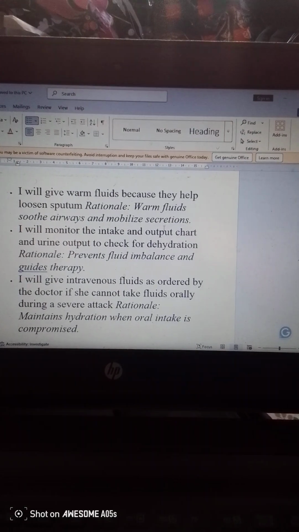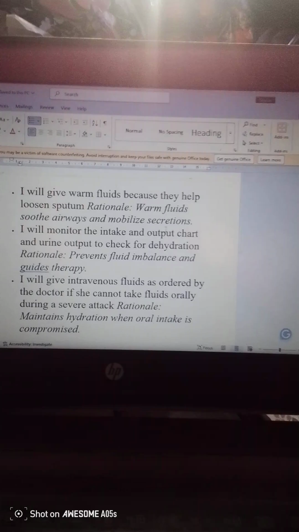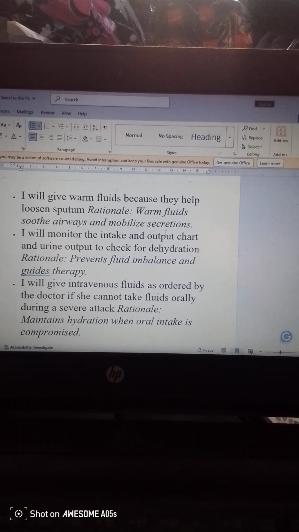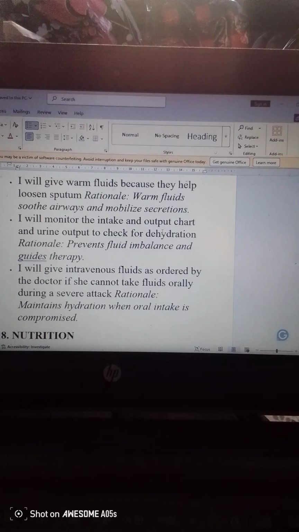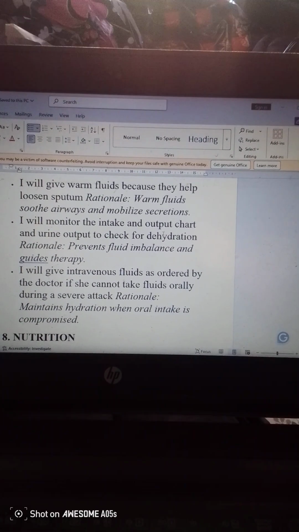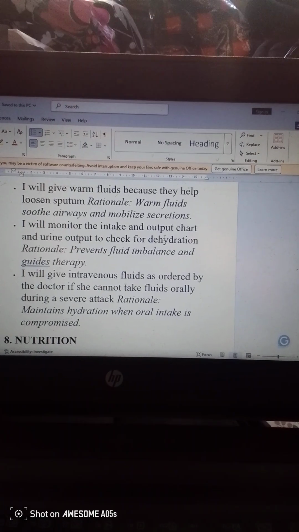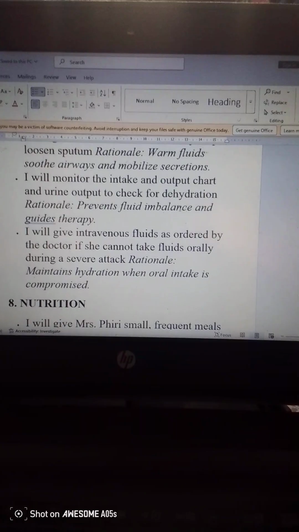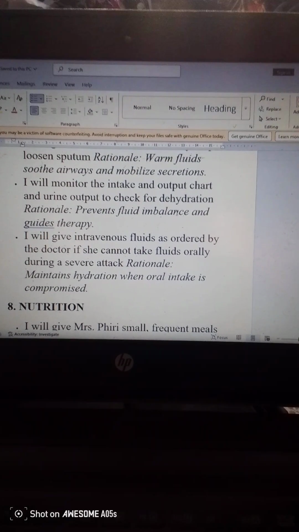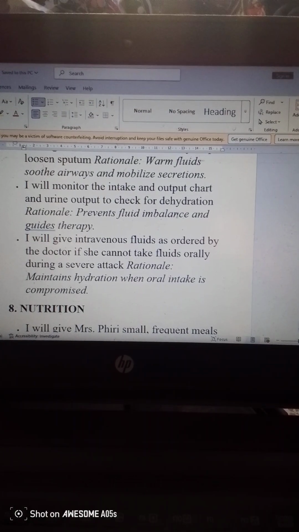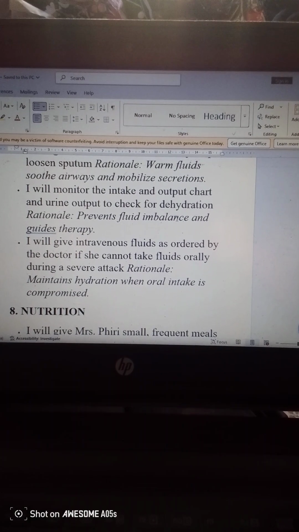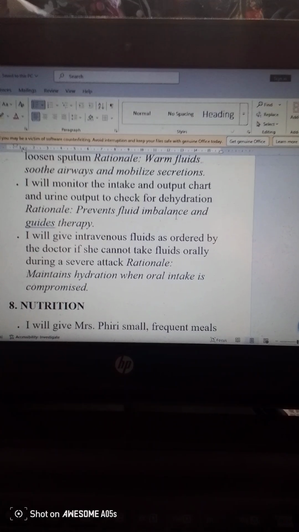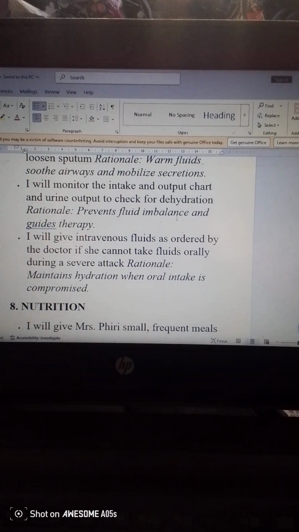Then under fluids, I'll give warm fluids because they help loosen sputum. So the main rationale is warm fluids soothe airways and mobilize secretions. Then I'll also monitor the intake and output charts and urine output to check for dehydration. So our rationale, this prevents fluid imbalance and guides therapy. And also the other intervention is I'll give intravenous fluids as ordered by the doctor if she cannot take fluids orally. So our main rationale here is that this maintains hydration when oral fluid intake is compromised.